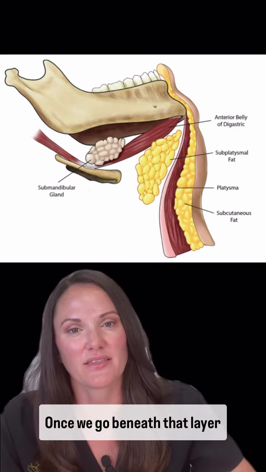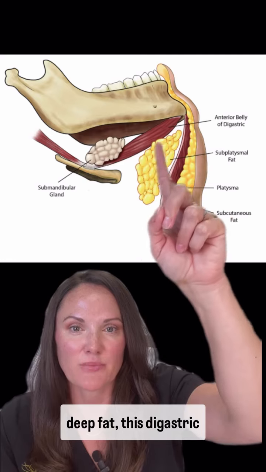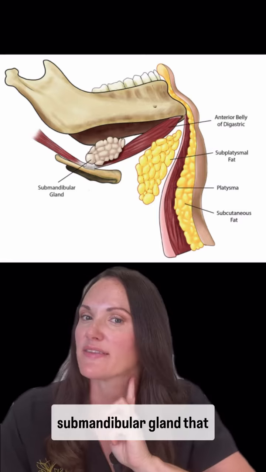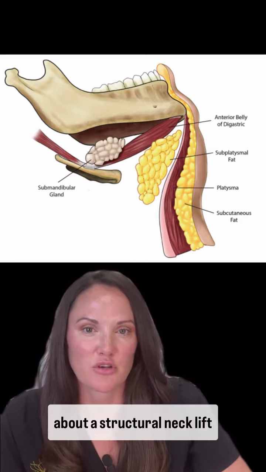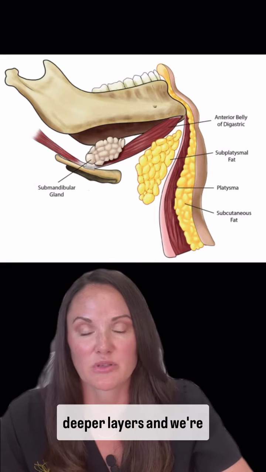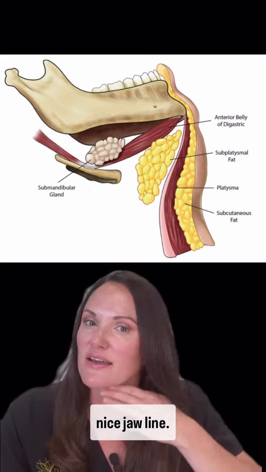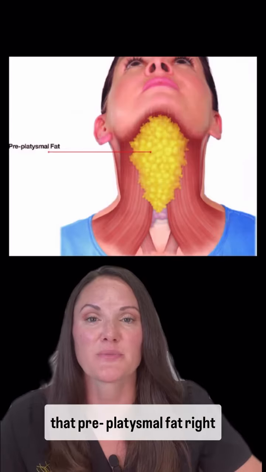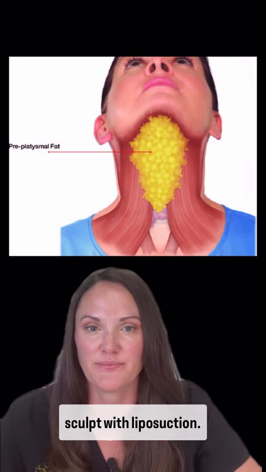Once we go beneath that layer and we're talking about the deep fat, this digastric muscle, or this gland right here, also known as your submandibular gland that tends to poke out right here, that's when we're talking about a structural neck lift, and we're addressing those deeper layers, and we're really sculpting those and carving those out, making a nice jawline. So in this photo, you can see that pre-platysmal fat right here. That's what we can sculpt with liposuction.